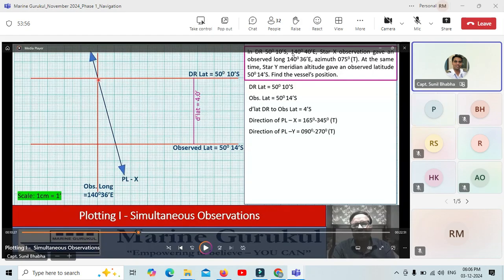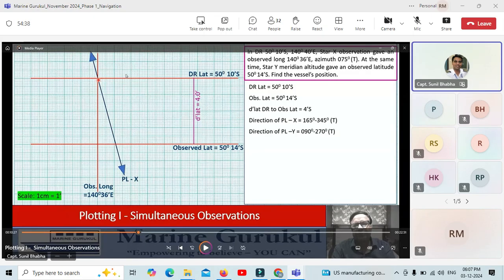Okay, sir. Now, they have given us the DR longitude in the question, but in this question, we do not need the DR longitude to plot anything. That's why we have not shown the DR longitude. If you want, you can show it also, but it will not be of any use. Okay, sir. Clear, beta? Any other doubt? Can't we give the direction, Azmat sir? You can show the azimuth also, beta. You can show the azimuth also in this. Okay, sir.